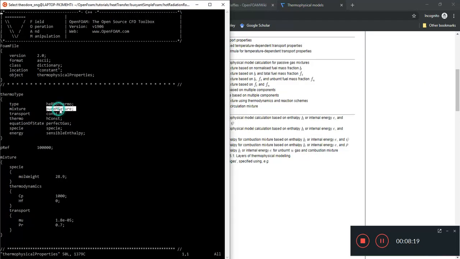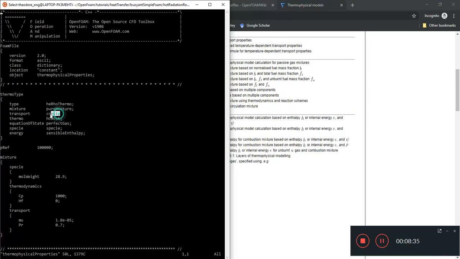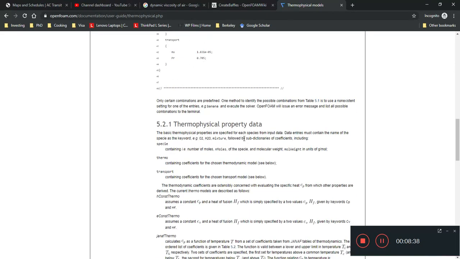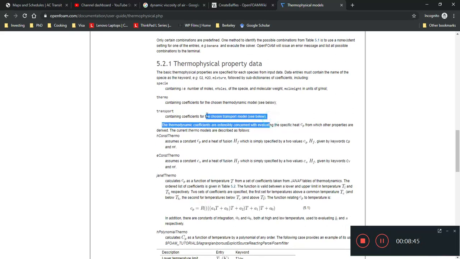Okay, let's take a look at pure mixture. What is pure mixture? This one is a general thermophysical model calculation for passive gas mixtures. So for unreacting gas mixtures like air, you use pure mixture, which makes sense. Now let's take a look at what the transport is saying. It says it contains coefficients for the chosen transport model, see below. So what is this chosen transport model? It says the thermodynamic coefficients are... I'm not going to read that. Never mind. They are concerned with evaluating the specific heat from which other properties are derived.